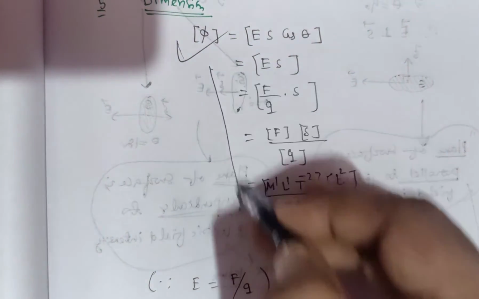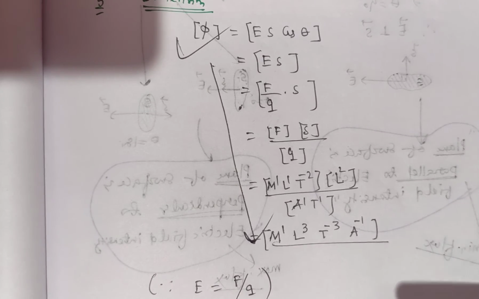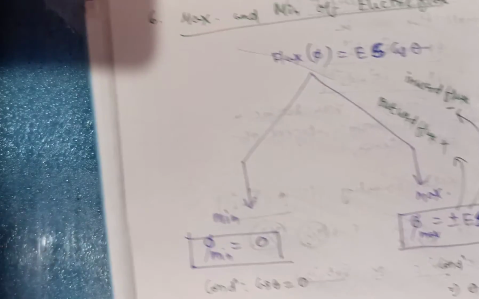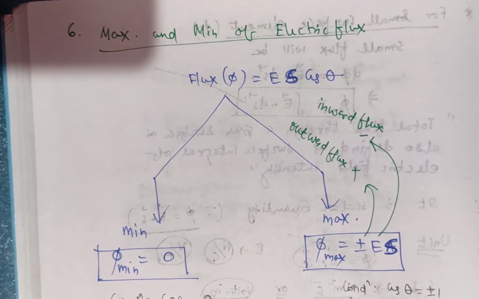So by using this formula, you can calculate the dimension of the electric flux. Then we have to discuss the maximum and minimum amount of electric flux. First, you recall the formula.